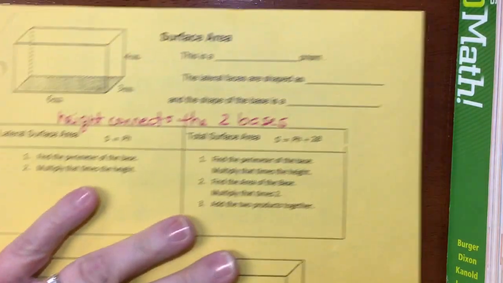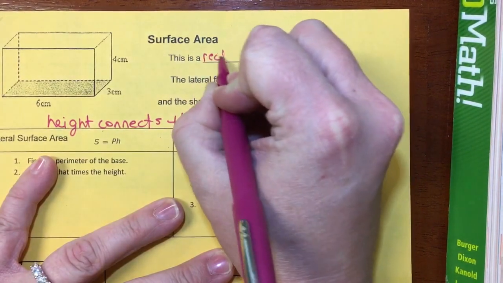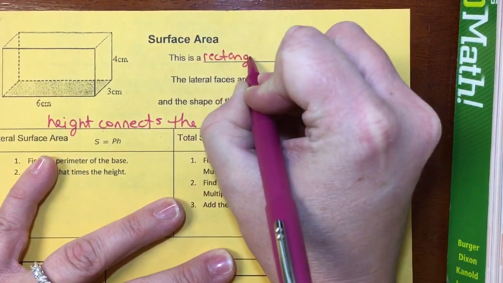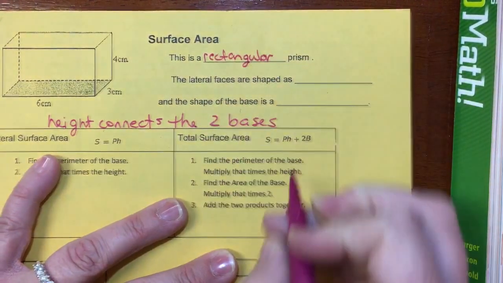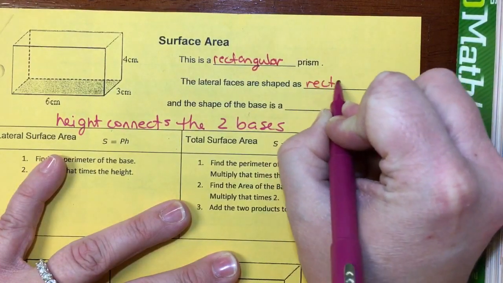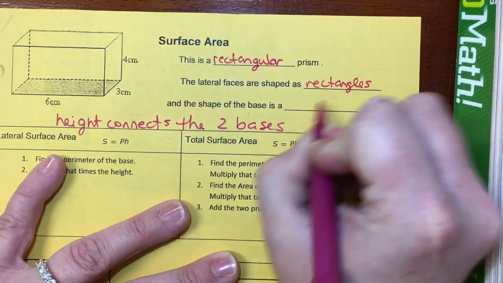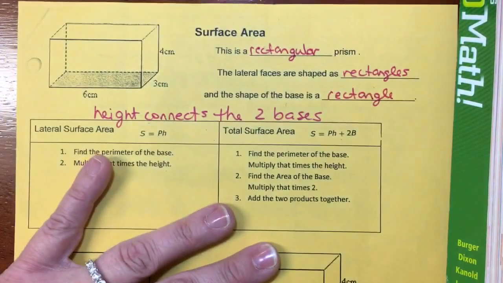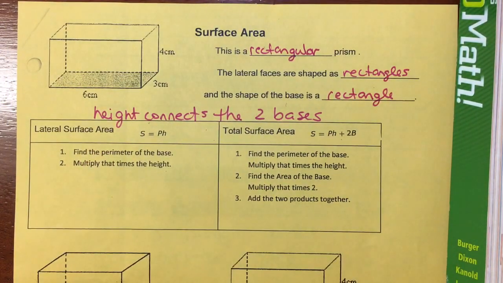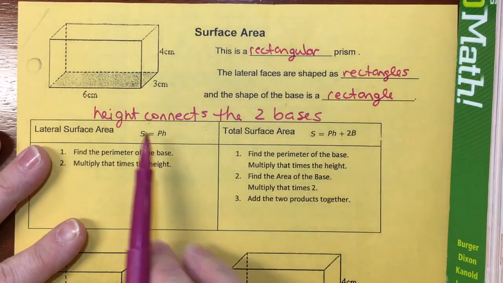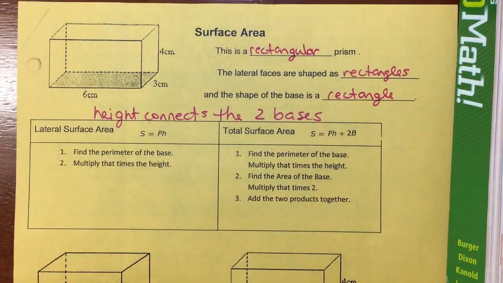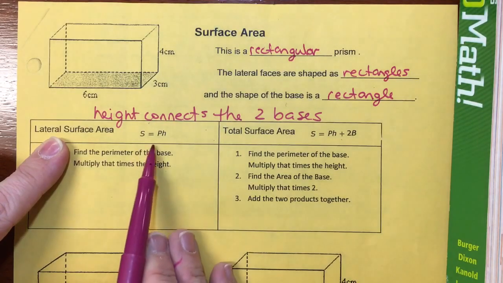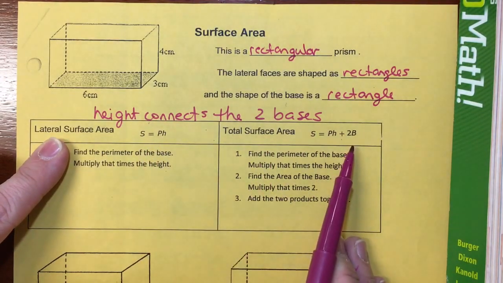All right, so we're starting with rectangular prisms. This example here is a rectangular prism. The lateral faces are shaped as rectangles, and the shape of the base is a rectangle. So when all the faces are rectangles, it's a rectangular prism. And the same thing with volume, the height connects the two bases. So we have lateral surface area with this formula, total surface area with this formula.